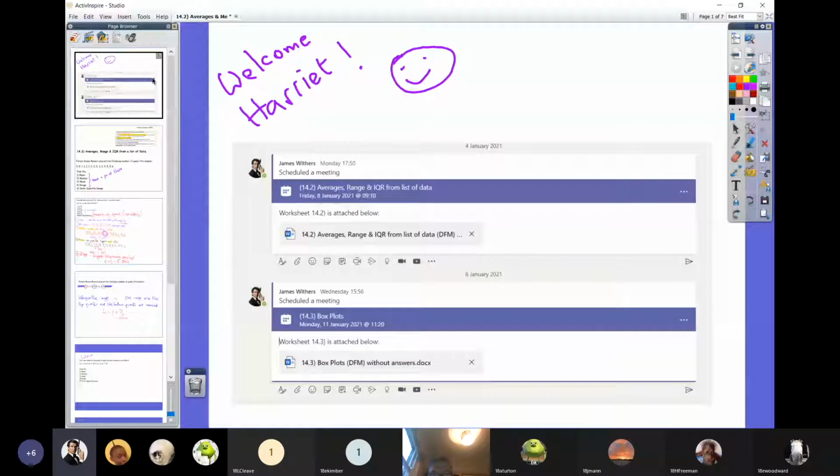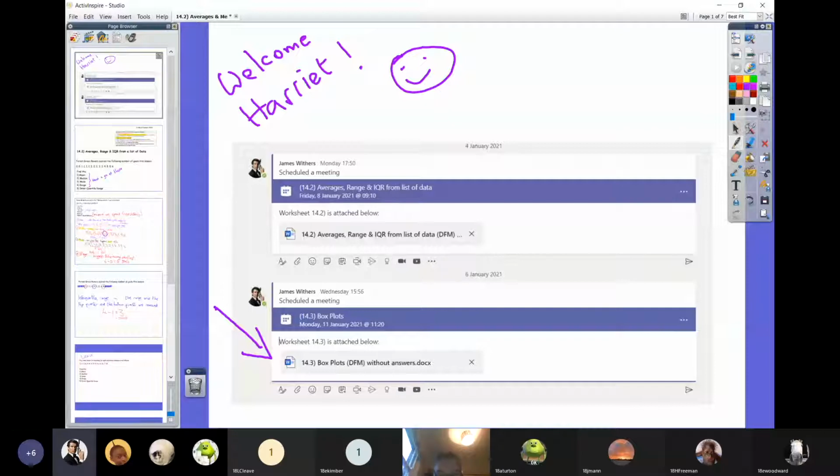What you can see on this slide is an extract from Teams. If you take that top one, you can see that I've scheduled today's meeting, 14.2 averages, range and IQR, and below that I've attached the Word document. I'll try and stay ahead of the game. Below that, where it says 14.3 box plot, that's going to be our next lesson on Monday. It would be really good if you could download that worksheet, where I'm putting an arrow against it at the moment, in advance of Monday's lesson.